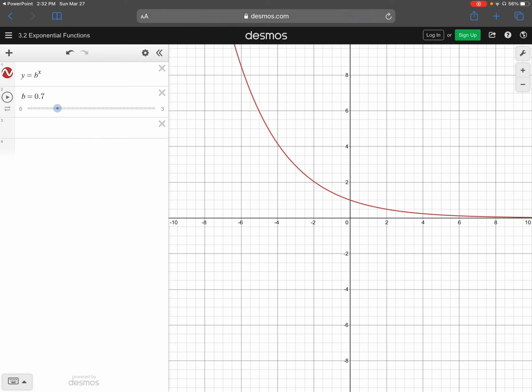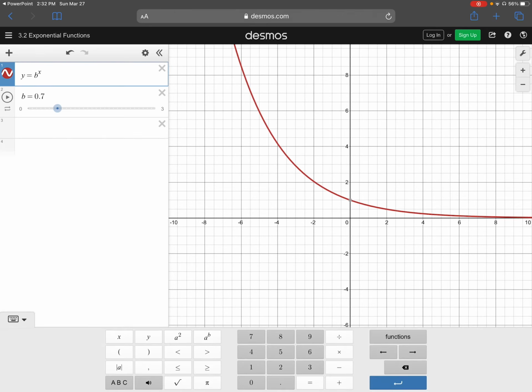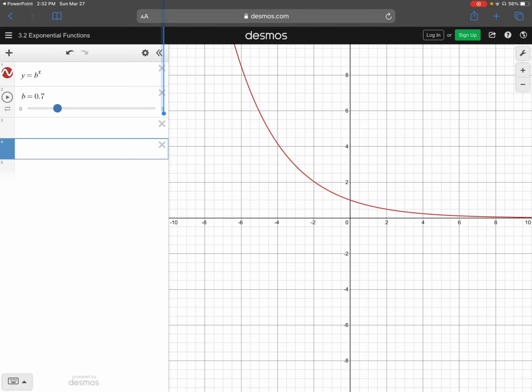Okay, let's take a look at the graph for an exponential decay function. So I've set this up so it kind of animates the base. So here we have an exponential function, y equals b to the exponent x. So there's the equation. I called the base b because it represents the base for the exponential function. And there's a slider for the base. Right now it's set to go between 0 and 3. So I can manually adjust this slider. So right now it's at 0.7.